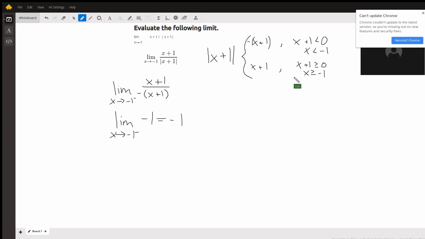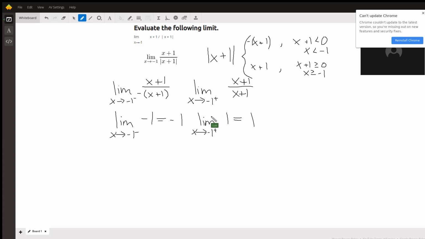Now we gotta do the same thing for the right side of -1. So the limit as x approaches -1 from the right side of x plus 1. Now instead of the absolute value, we're just gonna plug in x plus 1. Now these x plus 1's cancel out, which makes it the limit as x approaches -1 from the right side of 1, which is 1.